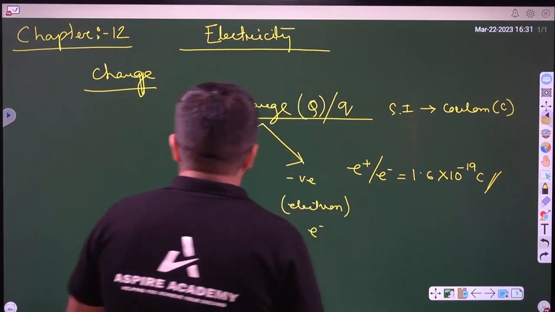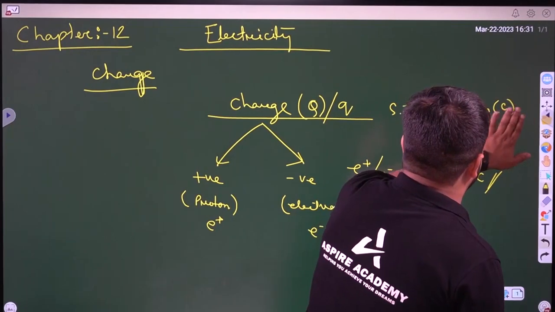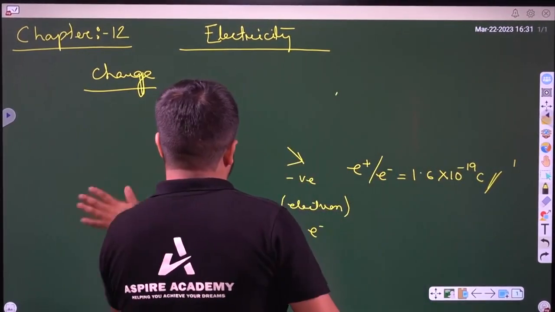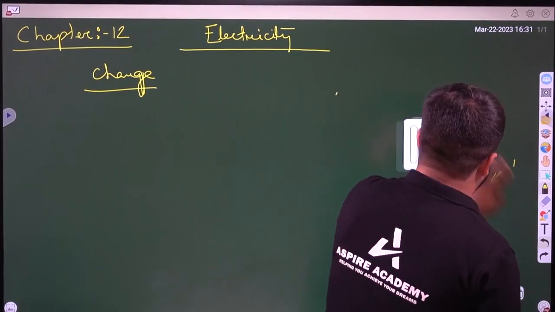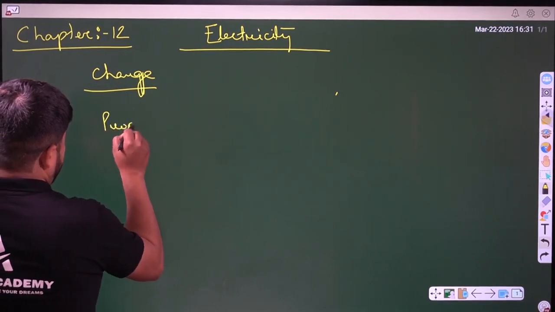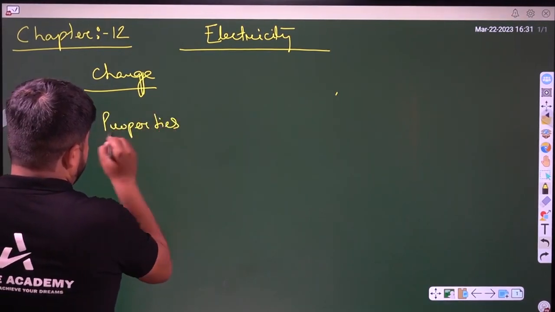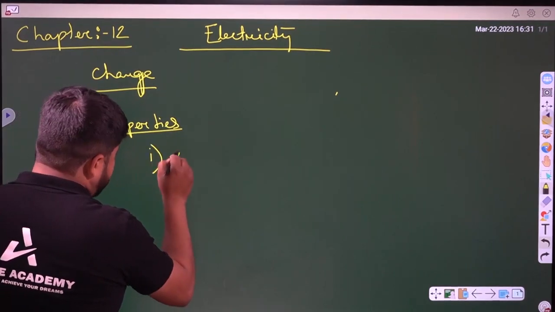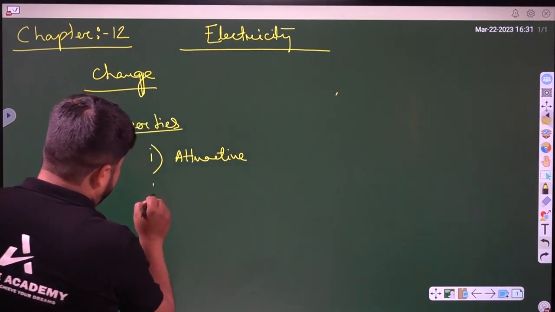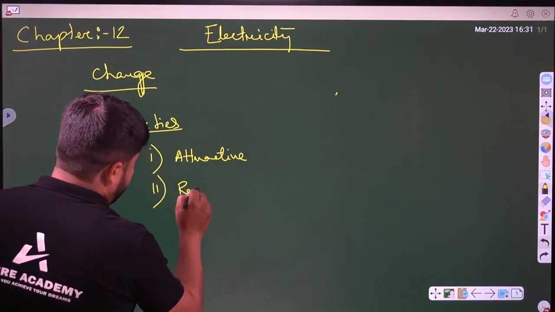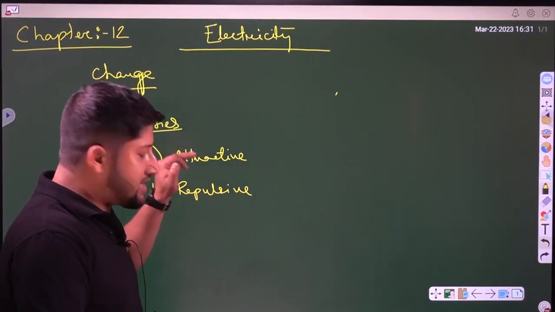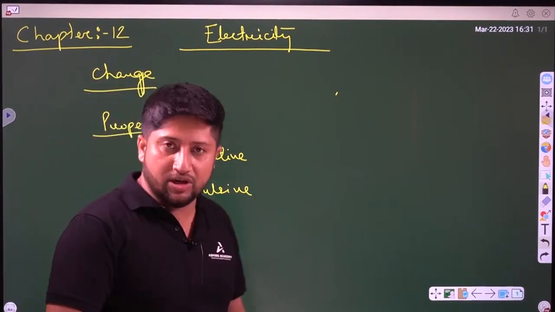Next, some properties of charge. Charge has different types of properties. Number one is the attractive property. Number two is the repulsive property. So there are two types of property: one is called the attractive property and the other is called the repulsive property.